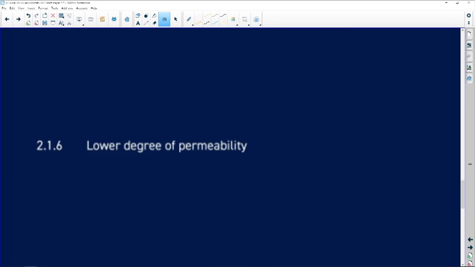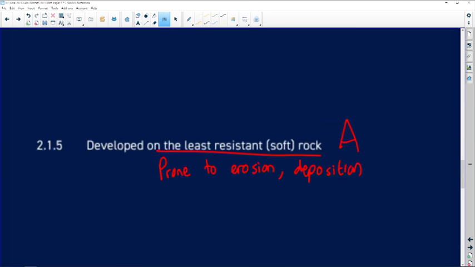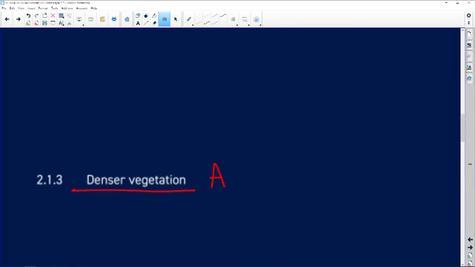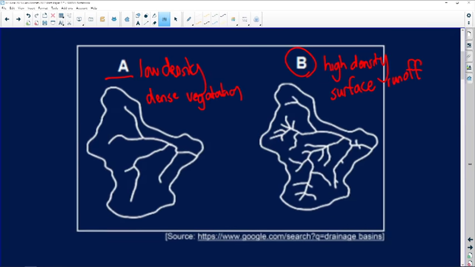Okay, we mentioned a couple of seconds ago the permeability of rock. When the rock is permeable, it allows water to infiltrate. But if it's impermeable, it doesn't allow water to infiltrate. So our correct answer for 2.1.6 will be B. It's impermeable. It doesn't allow the water to infiltrate. So if we just go back to the diagram, you will say more surface runoff is being experienced.